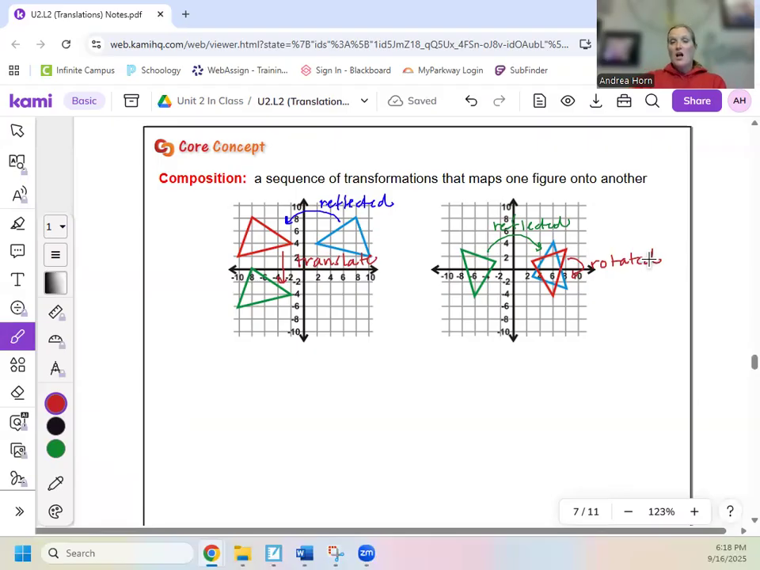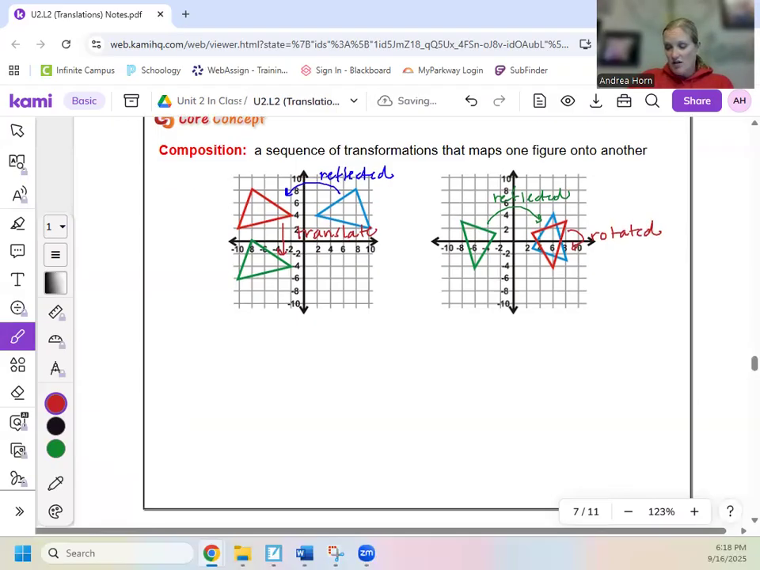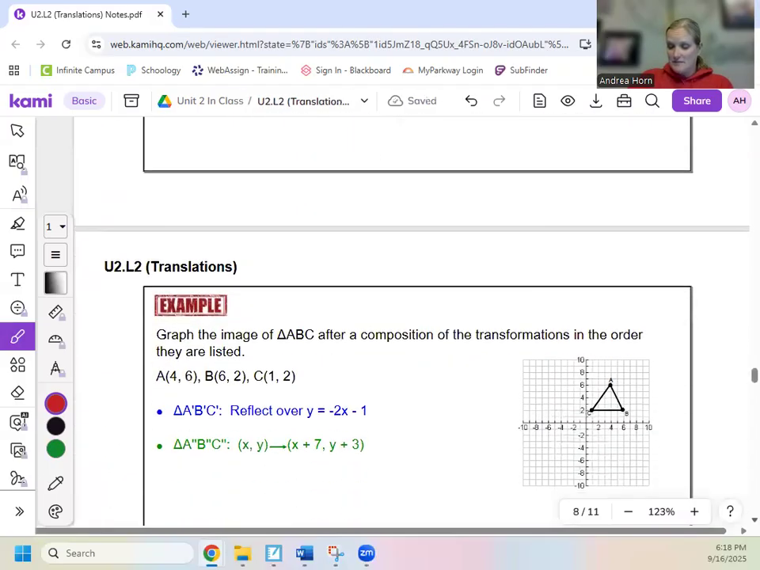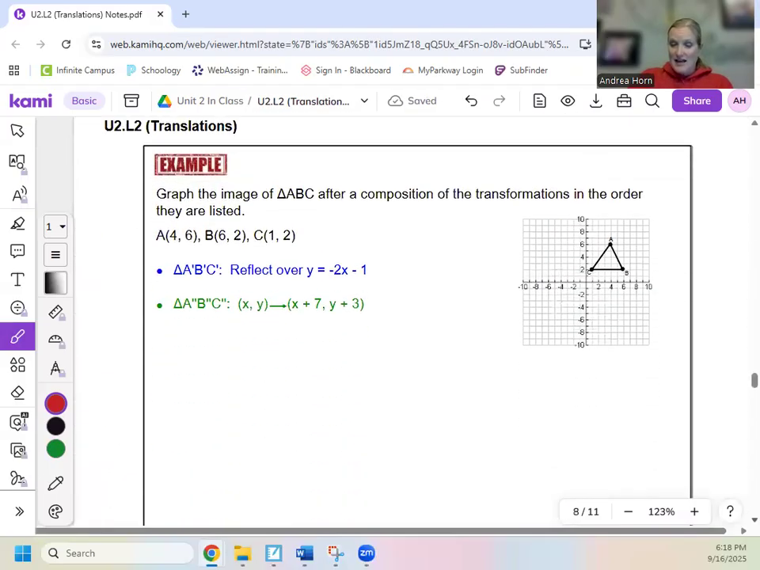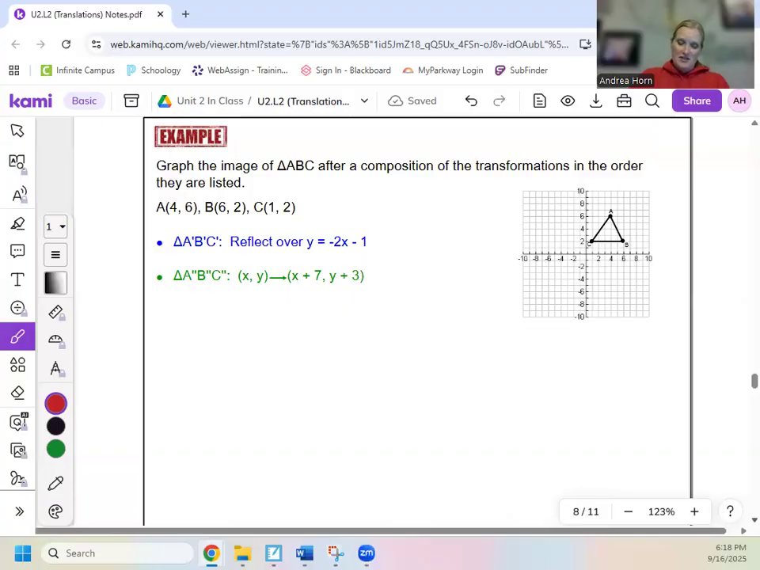Okay, so that's what we're going to talk about: a composition. First of all, let's do a composition, and then we'll practice identifying compositions, okay?